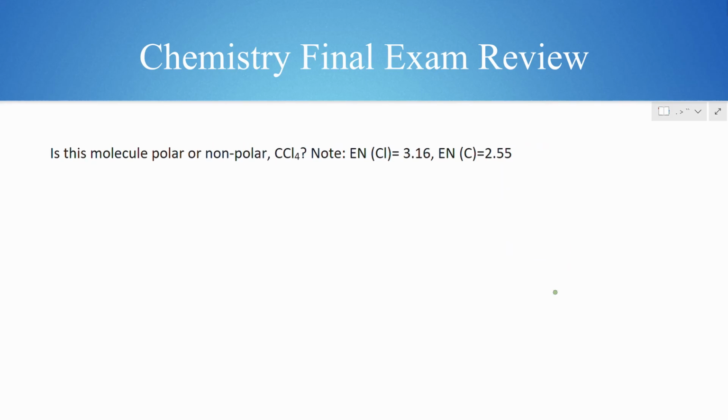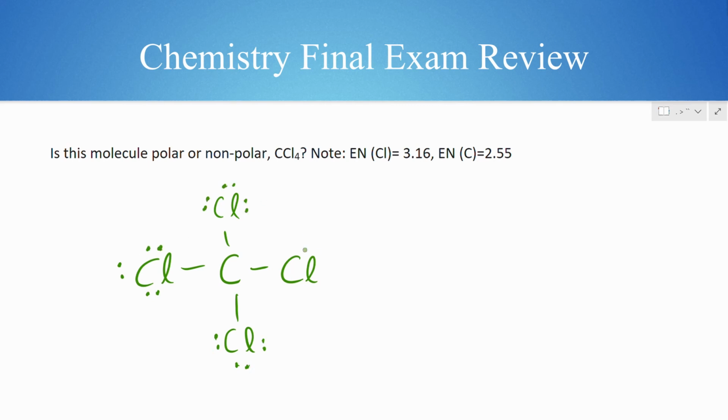Is this molecule polar or nonpolar? CCl4. And we have some electronegativity values over here for the chlorine and the carbon atoms. So let's draw the Lewis structure for this. So it's going to look like C in the middle, Cl on both sides, and Cl is going to have all these valence electrons around it. As practice, you can go ahead and draw this structure on your own and see if you get the same thing. And you can comment down below if you'd like. Alright, so this is the structure for CCl4, carbon tetrachloride.